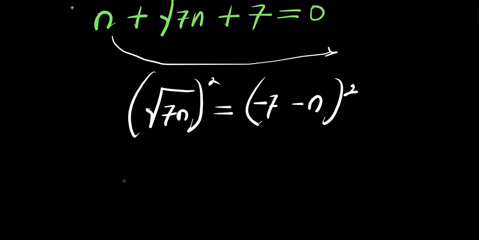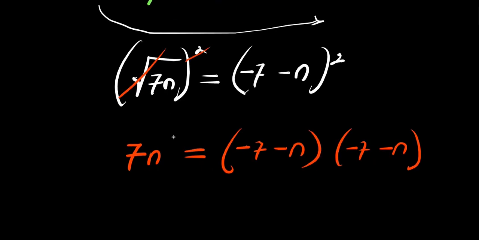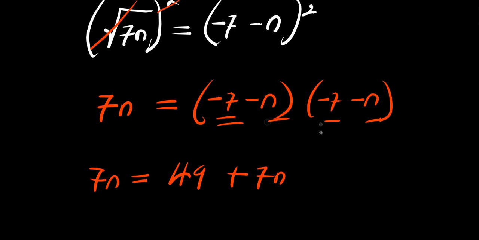So right now, what happens here is that this cancels this. We have 7 times n. This equals negative 7 minus n times negative 7 minus n. So from here, we have 7n equals this times this. This is 49. This times this plus 7n. This times this plus 7n. This times this plus n power 2.